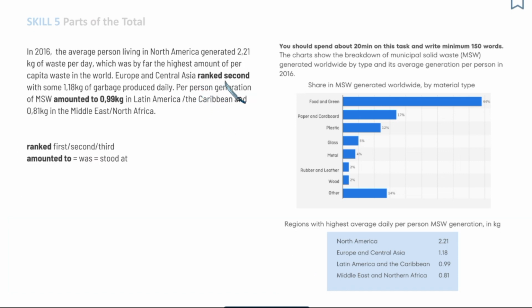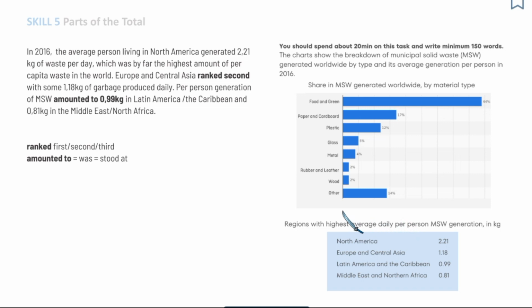Finally, let's have a look at the last paragraph, which is about the table. I have used the word ranked second when I was talking about Europe and Central Asia. Again, we have talked about these different ways of presenting rankings in one of the previous lessons. And again, I want to draw your attention to this very, very useful word that you can use in your reports, amounted to. And its synonyms: was or stood at when you present figures.